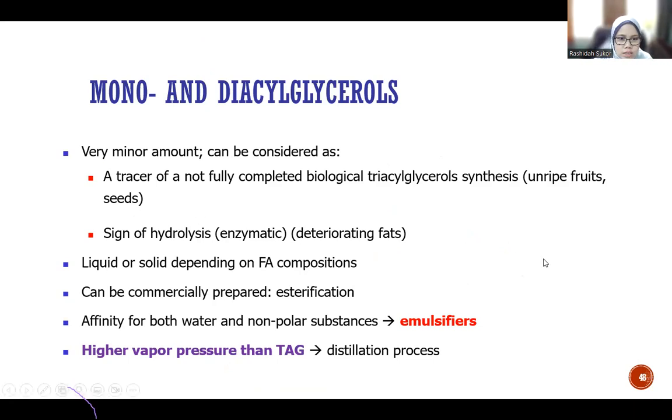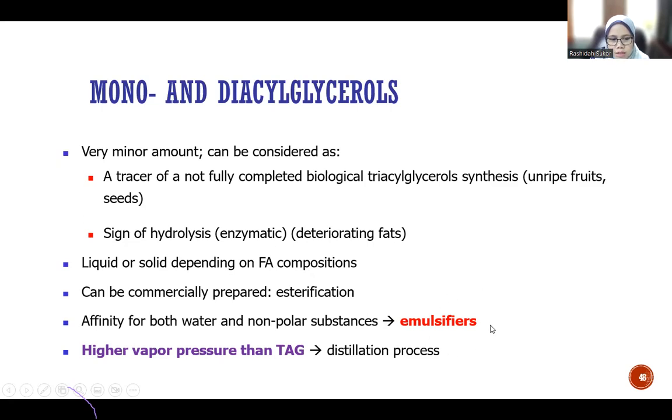A tracer or not fully completed biological synthesis, for example unripe food or seeds, shows signs of hydrolysis. When there is enzymatic hydrolysis, when fats start to deteriorate, through the enzymatic reaction you can find those mono and diglycerols. Liquid and solid depends on fatty acid composition. Can be commercially prepared using esterification.